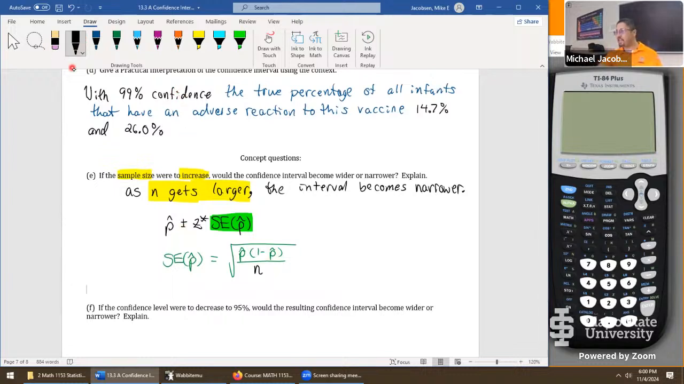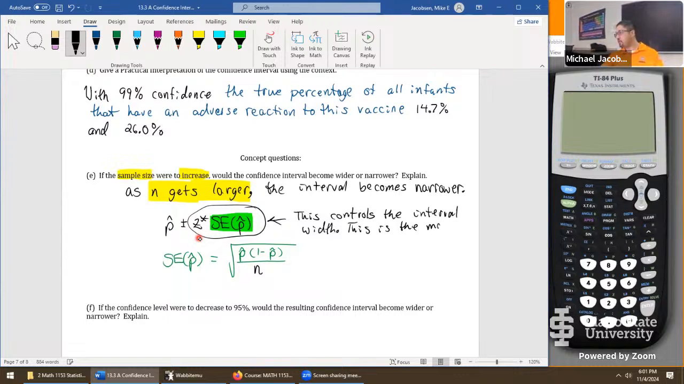So let's take a look. So far we've said the width of the interval is controlled by this part. So this controls the interval width. In fact, we gave that thing a name. This is the margin of error, in other words. So if we want to make our sample size larger, it means the denominator right here under the standard error is getting bigger and bigger. Let's put a little yellow there to emphasize that.